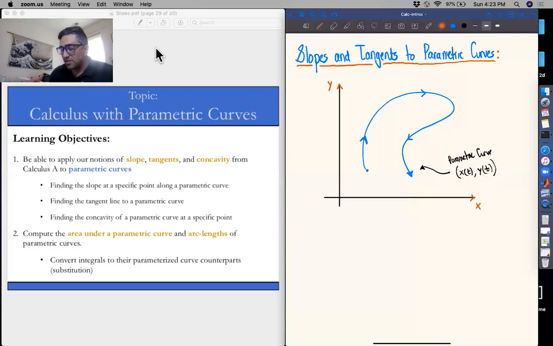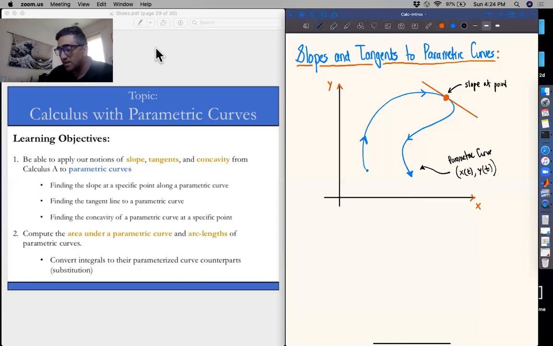So we're thinking about this parametric curve, and we're going to start asking ourselves some calculus related questions. For example, we remember in Calc A, we learned about slopes, tangents, concavity, things related to derivatives. We're going to think about those same exact ideas today, but apply them to parametric curves. For example, if we have a point on the curve and we want to calculate the tangent line to this point, we need to ask ourselves, how do we compute tangent lines in Calc A? We cared about the slope at this point.